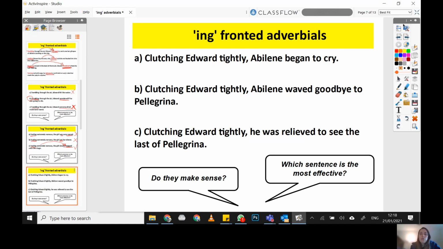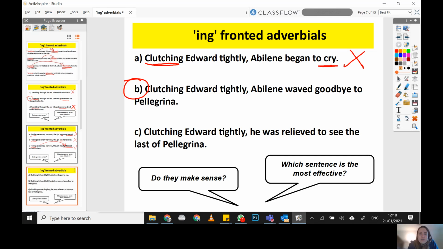Okay, hopefully you've had a look through. The one that makes the most sense is B. Well done if you said B. The first one doesn't make sense because she's clutching Edward tightly and she began to cry. That doesn't really make sense because we already know that she's upset because she's clutching Edward tightly. So it's just not the most effective use of that fronted adverbial.